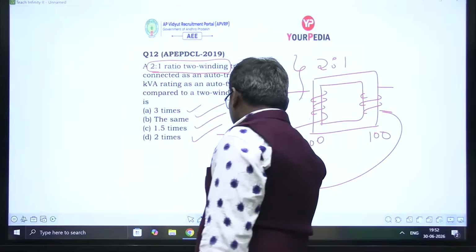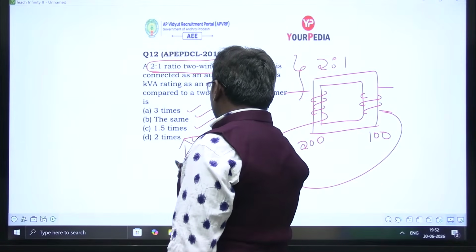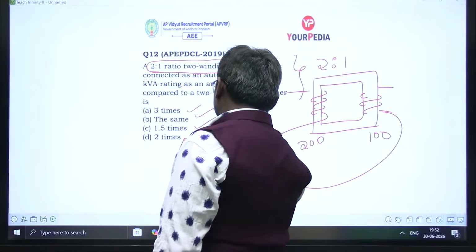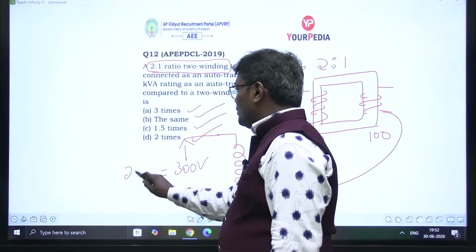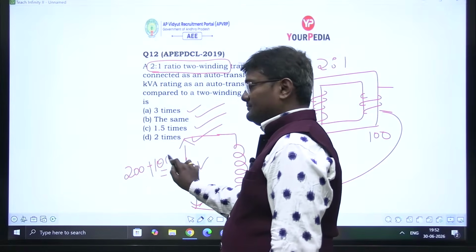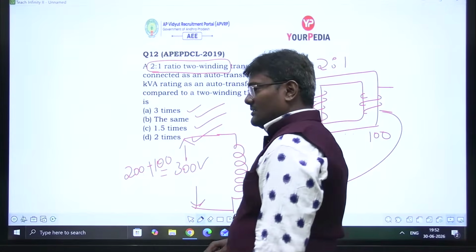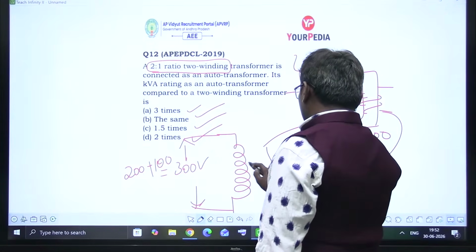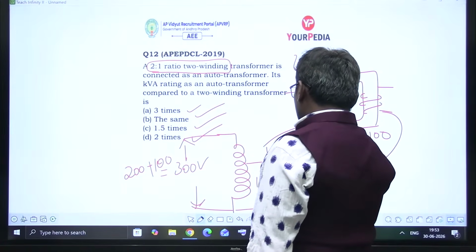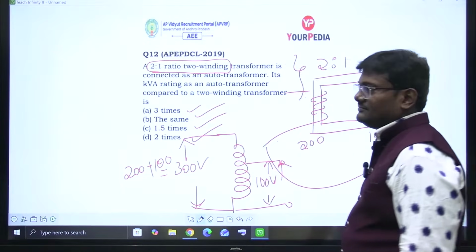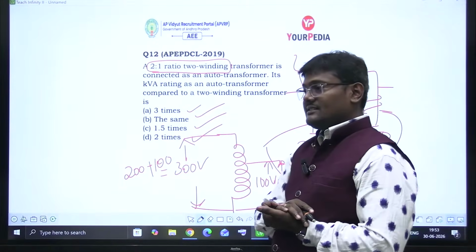That means input is 300. Input is 300, 200 plus 100, as I'm adding, 200 plus 100. Check. And the output is 100. Yes, output secondary is 100. Is there any possibility? Tell me. One is 100 by 300. Okay.